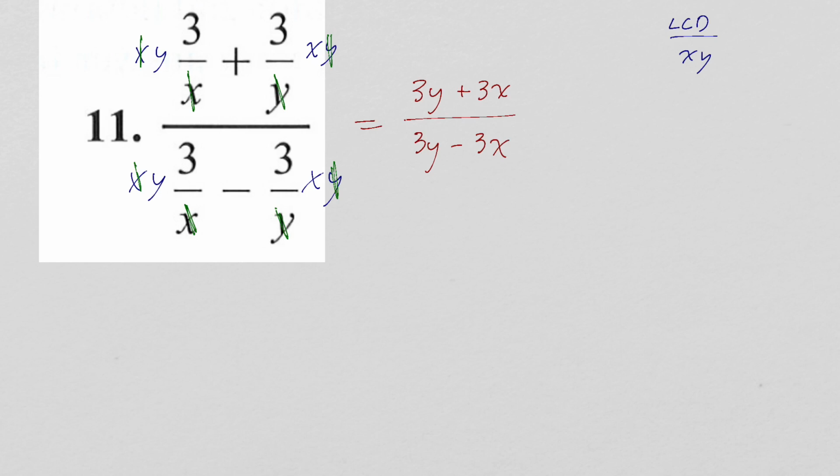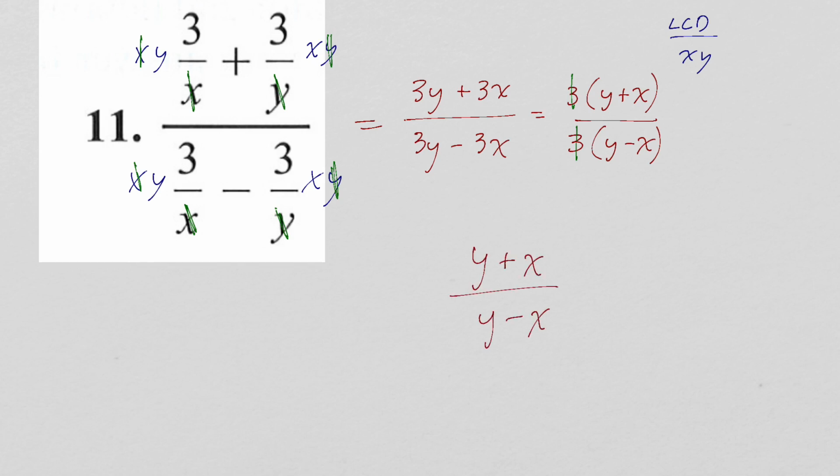But this isn't simplified because we can factor. In the numerator we can take out a 3 and we'll be left with y plus x. In the denominator we can take out a 3 and we'll be left with y minus x. And now these 3's can cancel, so you're left with y plus x over y minus x. And that's the final answer.